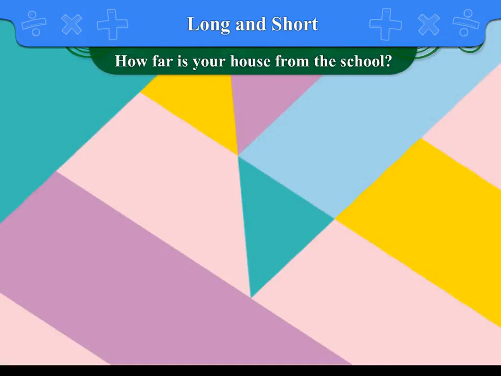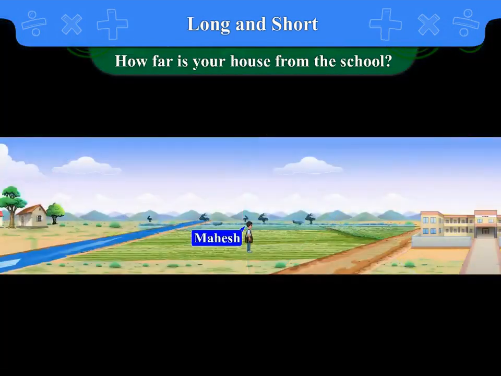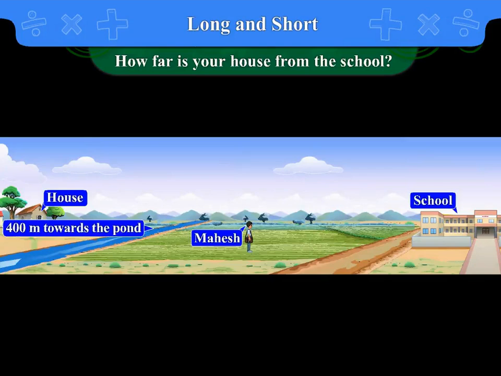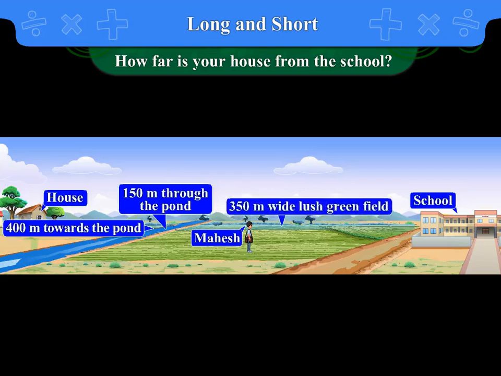How far is your house from the school? Mahesh comes to school from a very far place. First, he walks down approximately 400 meters towards the pond. Then he takes off his slippers. Taking them in hands, he walks 150 meters through the pond. After that, he runs across the lush green field which is 350-meter wide. Lastly, he has to cross a 40-meter wide road carefully to reach the school.